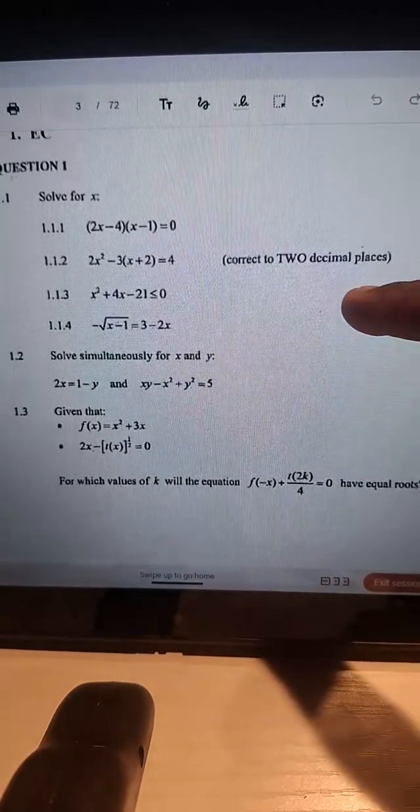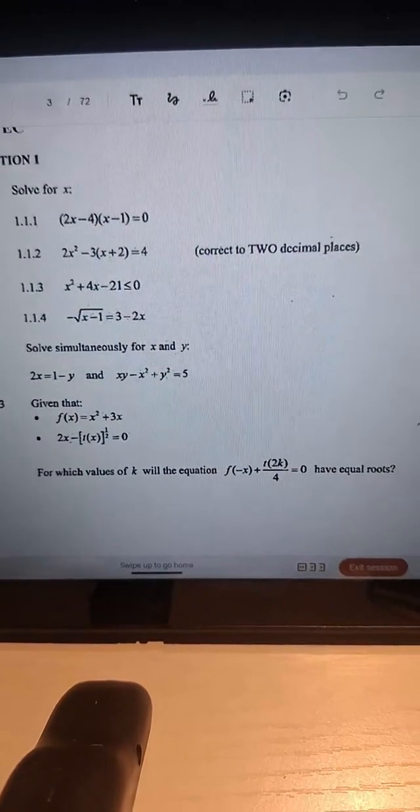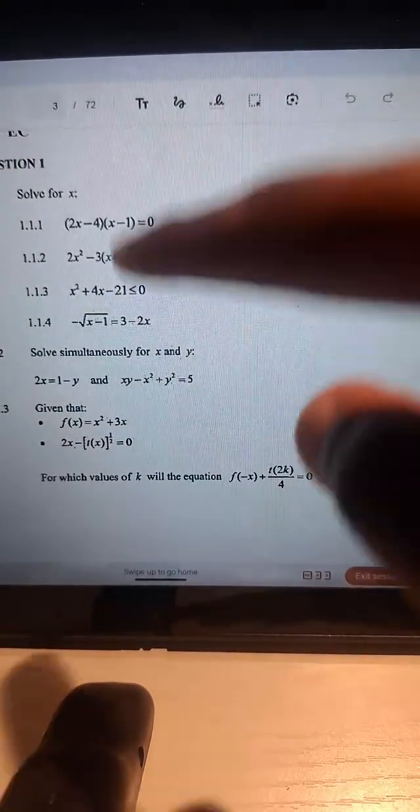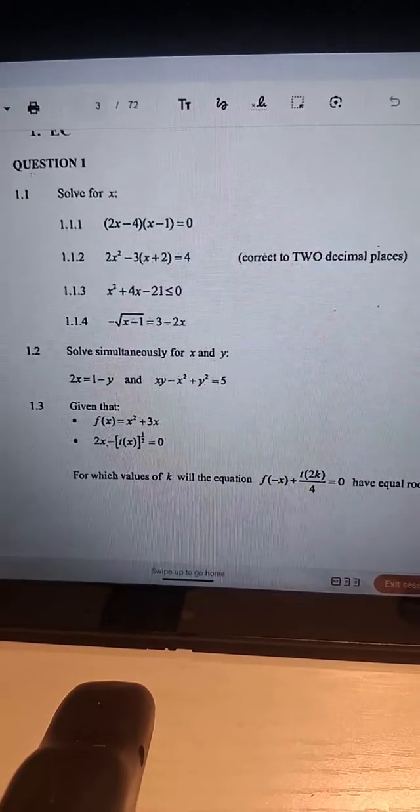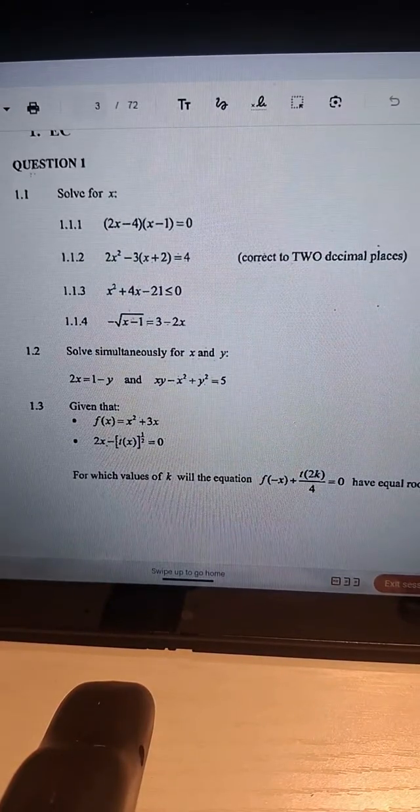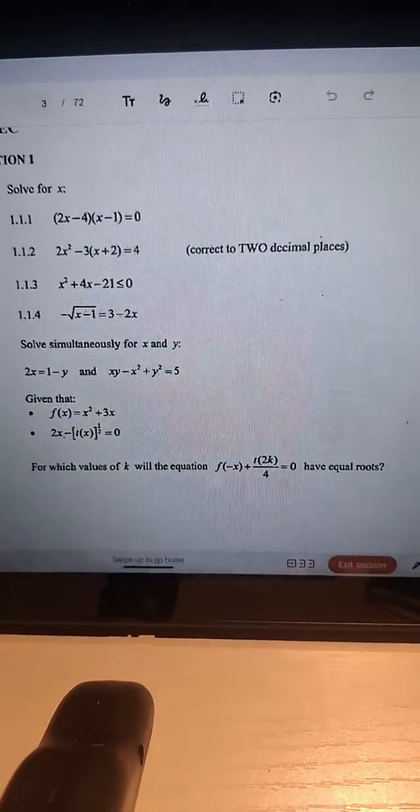Okay, which one must we do, guys? Maths Paper 1 revision, Grade 12. Which one? 1.1.1, 1.1.2, 1.1.3, 1.1.4, 1.1.5, 1.2, 1.3. Which one must be done, guys?